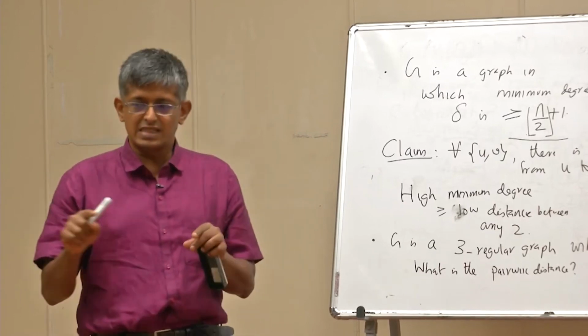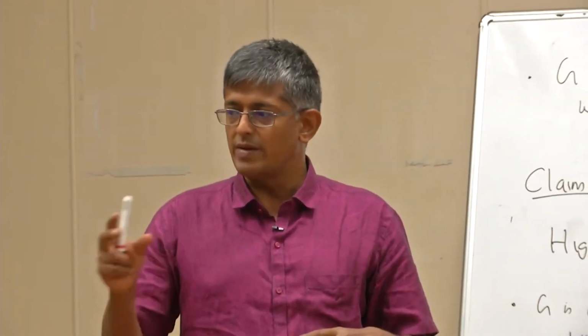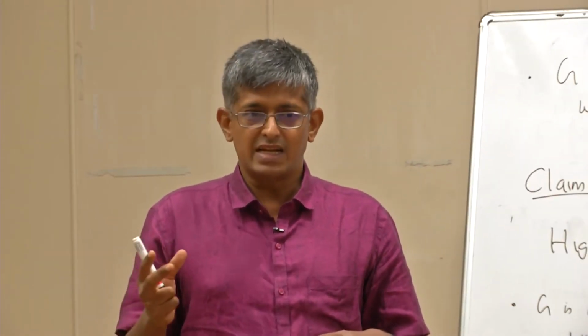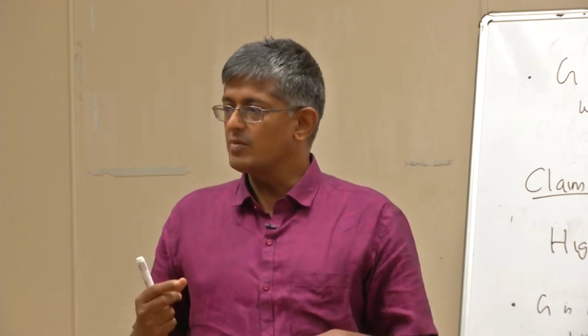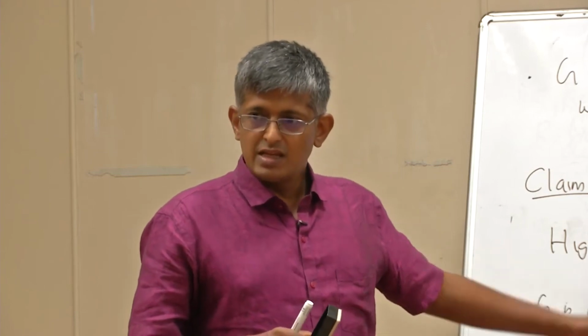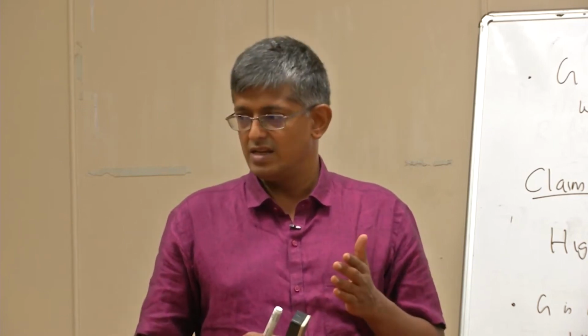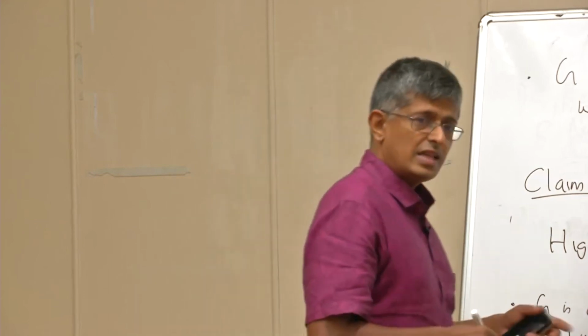That is, as the number of vertices increases, the diameter is going to increase in a slow way. It is not going to increase as n by 2 or n by 3 or n by 10 or something like that. It's going to increase logarithmically in n. That is, if you look at graphs with this property and want to write an upper bound on the distance between any pair, the worst distance possible in such graphs is only logarithmic in n.